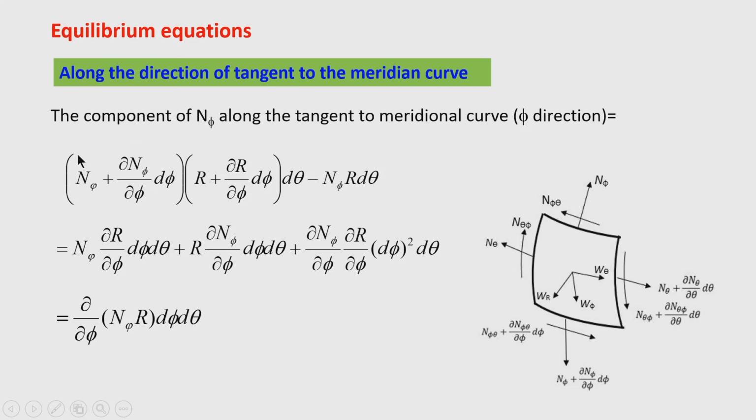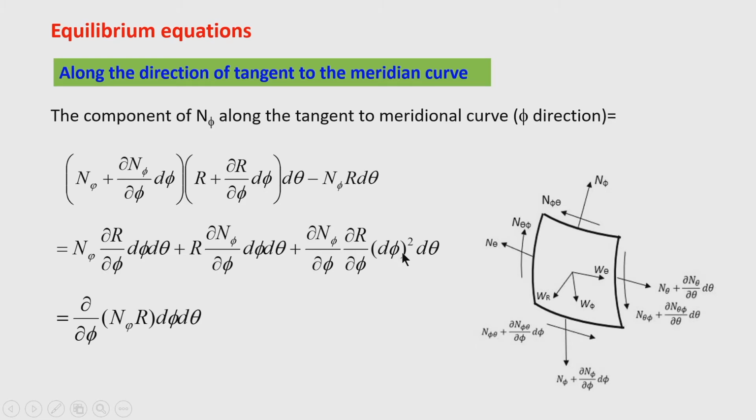After simplification, that is, you multiply each term of this quantity with this quantity, and then cancel the common terms, and also neglect the square of the small quantities, del phi square.